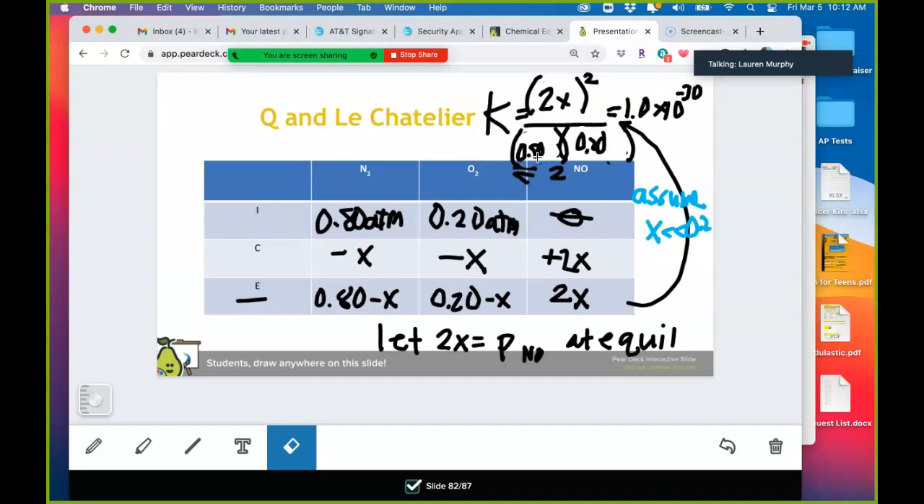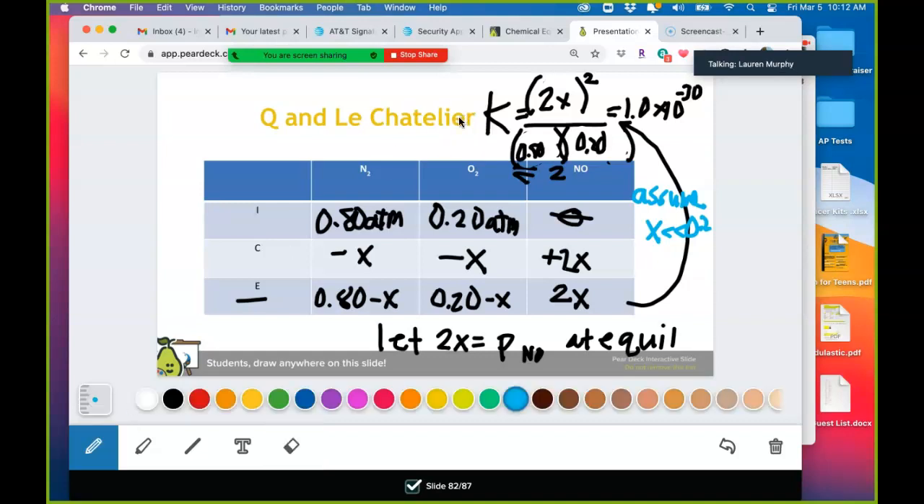So now I solve. I multiply this side by K. Oh, I should have done this over here. I'll put it up here. I multiply K by 0.8 and 0.2, and that will get rid of it down here. And now be careful, 2x squared, you've got to square the 2, and you also have to square the x. So this is really 4x squared up here.